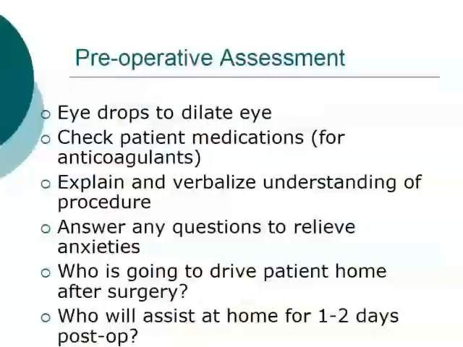They're also going to be given pre-op medications, eye drops to dilate the eyes before the surgery. And we need to make sure that the patient has medications that won't interfere with the surgery, for example, anticoagulants. If the patient is on anticoagulation medications such as heparin, Coumadin, those types of meds, we need to make sure that those are held for 7 days before surgery so that the patient doesn't have a bleeding problem during the surgical procedure. Make sure that the patient understands the surgical procedure, and make sure that the patient has someone who's going to be able to drive them home and assist with them post-operatively.